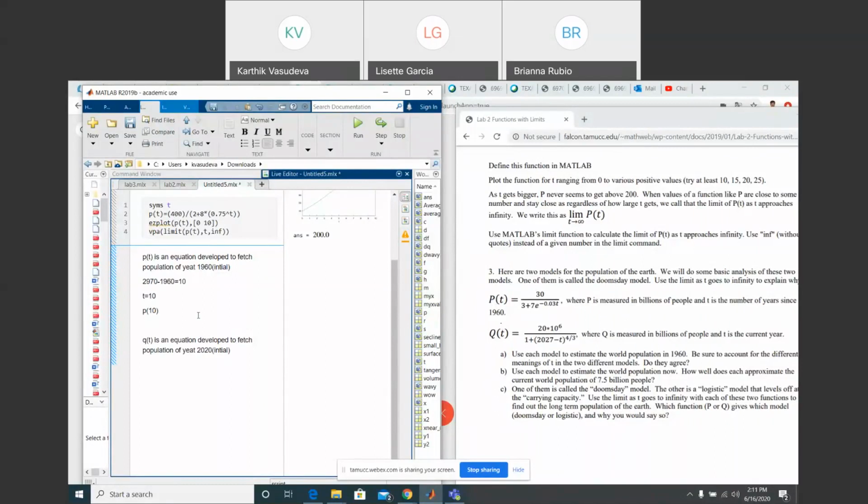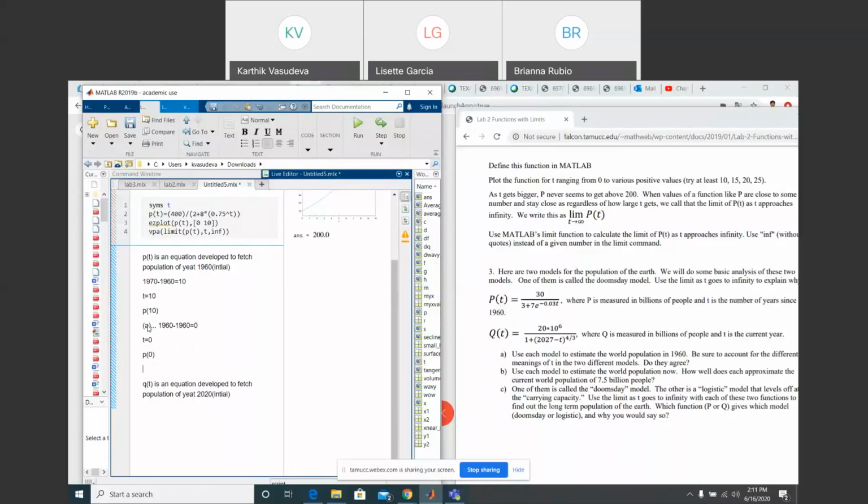Now to find the population in the year 1960 using P of t, you are supposed to use 1960's formula. So that is 0. Now what is your t value? T is simply 0. Now you are supposed to find P of 0. That's all. Okay, that is A.